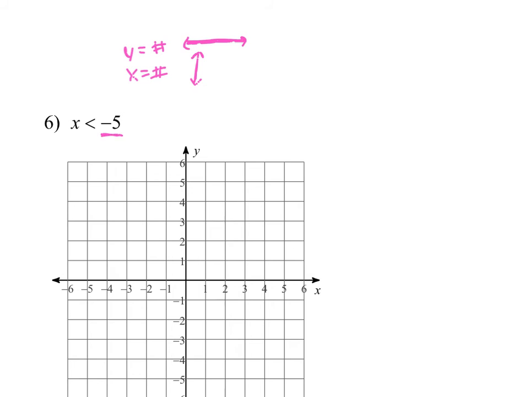Where do we put our vertical line? On the -5. Perfect. Do we have a dotted line or a solid line here? A dotted line. Now we have to figure out where we're going to shade. What can we plug in to test where we're going to shade?